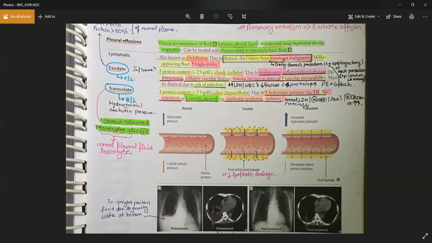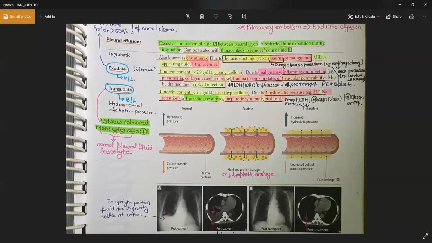Now, the important thing is the causes. Examination, I told you already: you will get a loss of breath sounds, a dull percussion, a loss of tactile fremitus, and also tracheal deviation away from the side of the lesion. So these are the findings you will see whenever you encounter a patient with pleural effusion. Now, this fluid could be of three types. It could be a lymphatic fluid, an exudative fluid, or a transudate fluid.